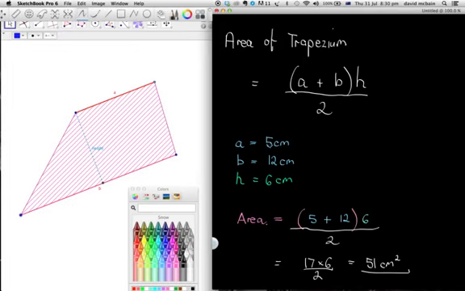Okay, this is the conclusion of area of trapezium lesson 1. Now you can go to lesson 2 on trapezium.